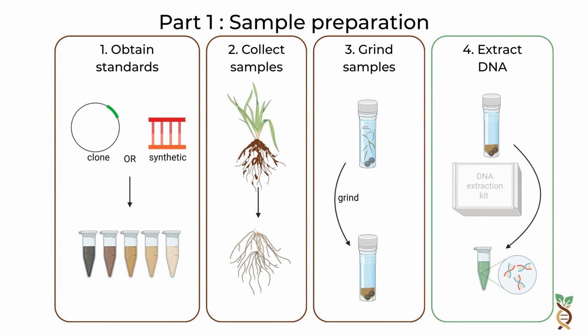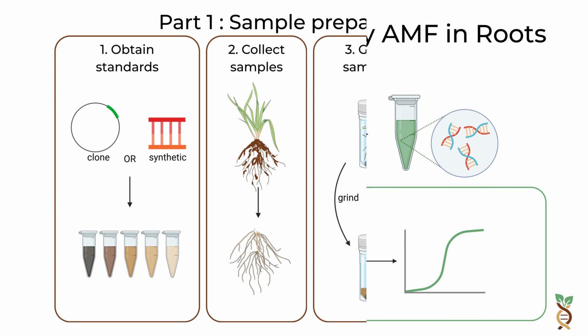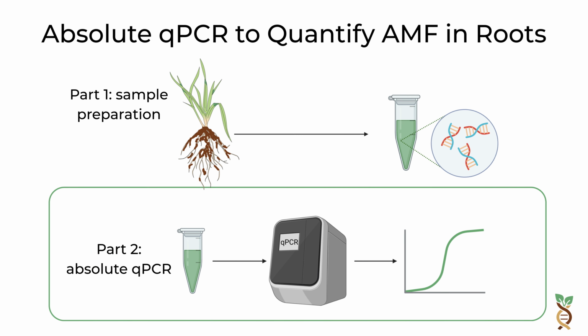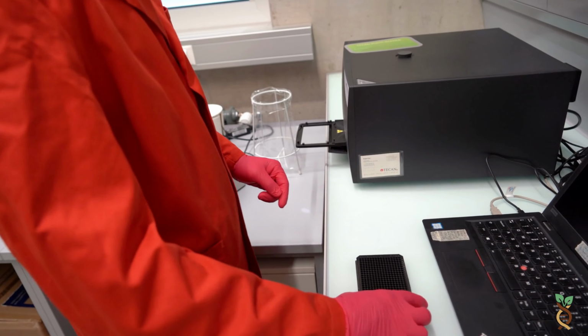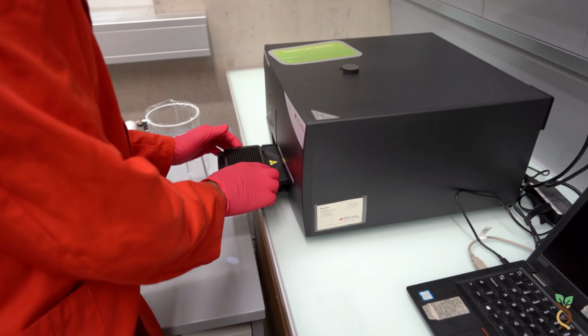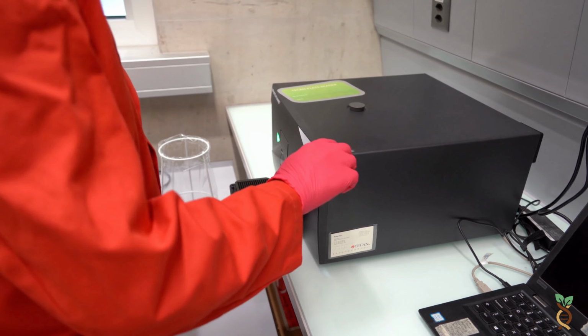The final step is to extract the DNA. Weigh the exact amount of ground roots and extract the DNA, for example with a plant DNA kit. Now that the samples are ready, we can move on to part 2, the qPCR. The first step here is to quantify the DNA concentration. We can do this using a plate reader. If necessary, dilute the samples with molecular grade water.